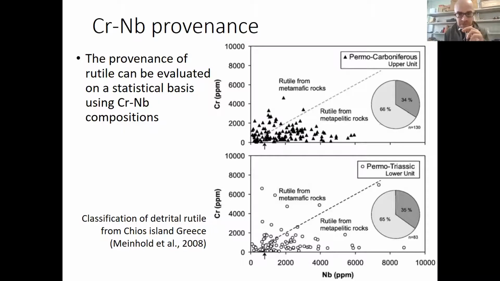This is an example of such a study from Chios Island in Greece. So in these two units represented here, you have again the chromium versus niobium concentrations of rutile. As you can see, in both cases the analyses plot across the dividing line, the one-to-one dividing line. And so one approach in this case is statistic, basically by simply counting the number of spots or the number of analyses plotting in one field versus the other one, which is the approach adopted in this case by Meinhold and other people, 2008.